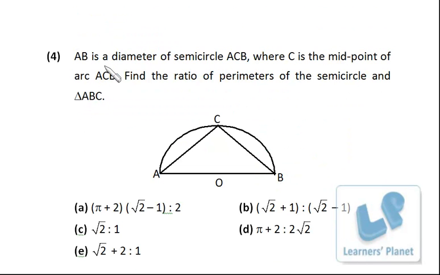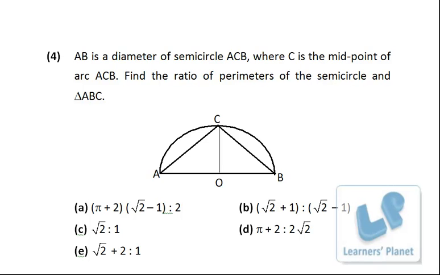This question: AB is a diameter of semicircle ACB where C is the midpoint of arc ACB. Find the ratio of perimeter of the semicircle and triangle ABC. Okay, pretty simple, interesting question. Here I just drop this line from C only.